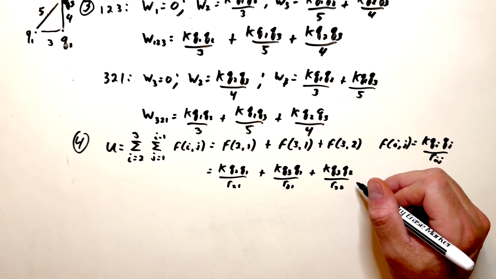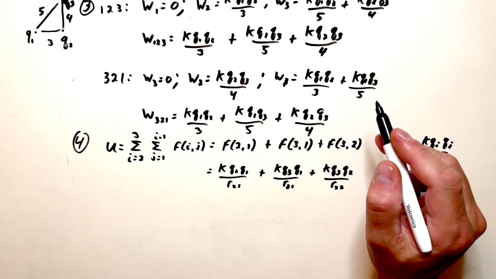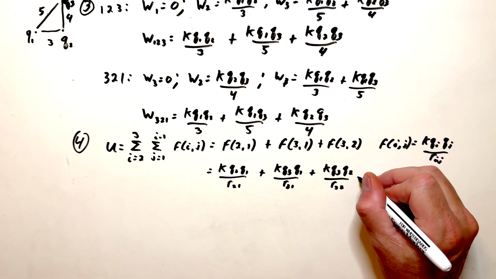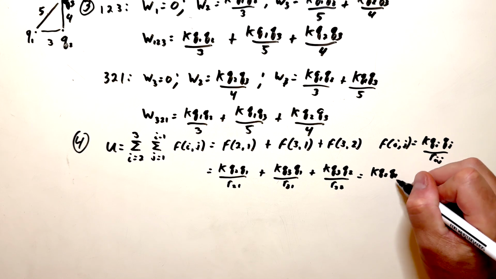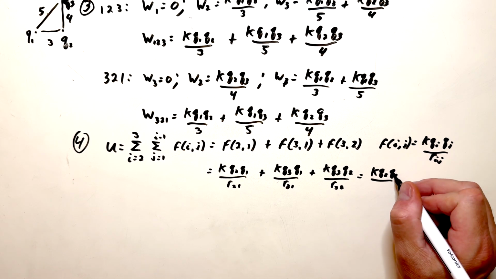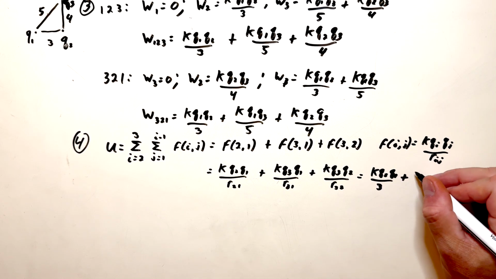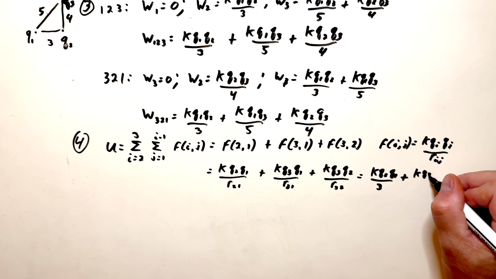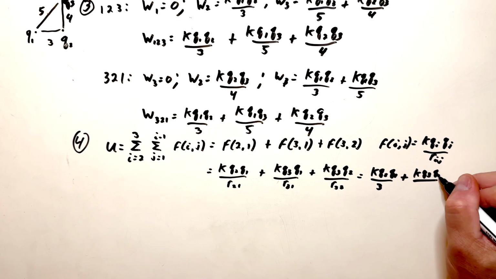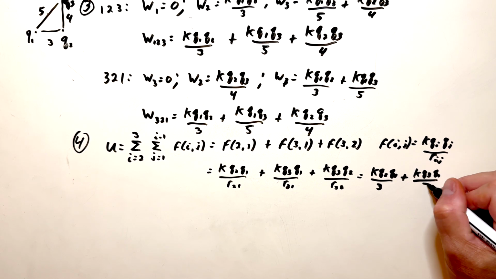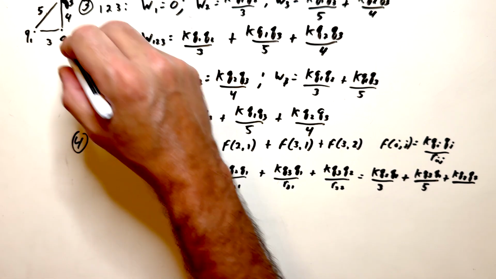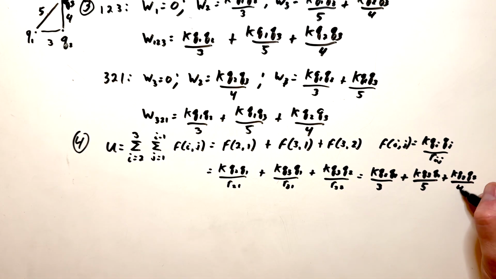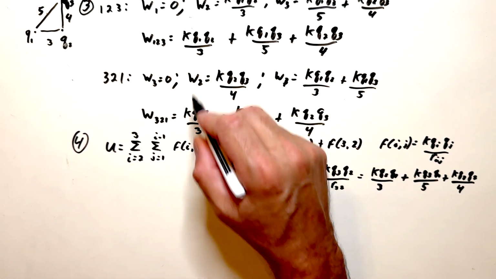But note that this is the same thing as, now I'm going to plug in some numbers for this. So we'll get k q2 q1 over, the distance between 2 and 1 is 3, plus k q3 q1. The difference between 1 and 3 is 5. And finally k q3 q2. And the distance between 2 and 3 is 4. So over 4, and we get the same thing that we got in problem 3.